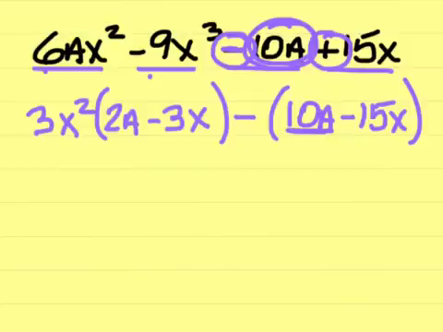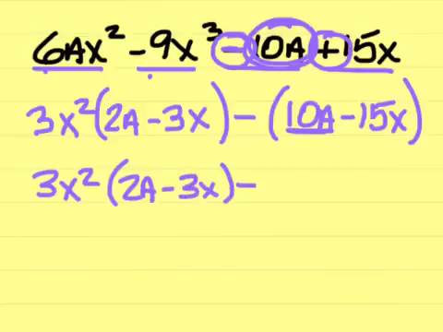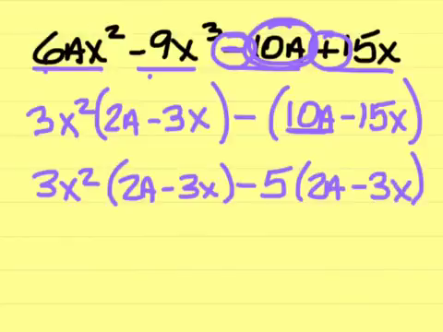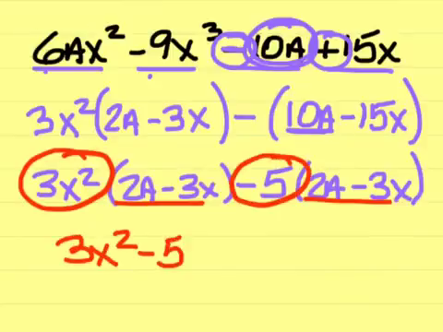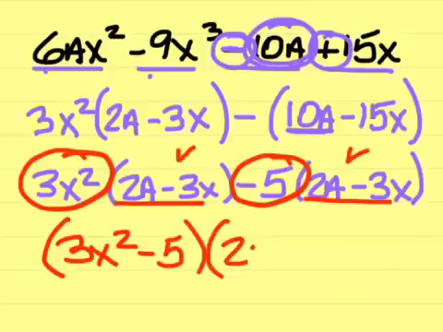Now recopy the front and factor on the back. You can take out a 5 and be left with 2a minus 3x. So our two quantities match up here and here. We've done this right. You need this and this. 3x squared minus 5 in the first quantity, and then just one of these. 2a minus 3x.